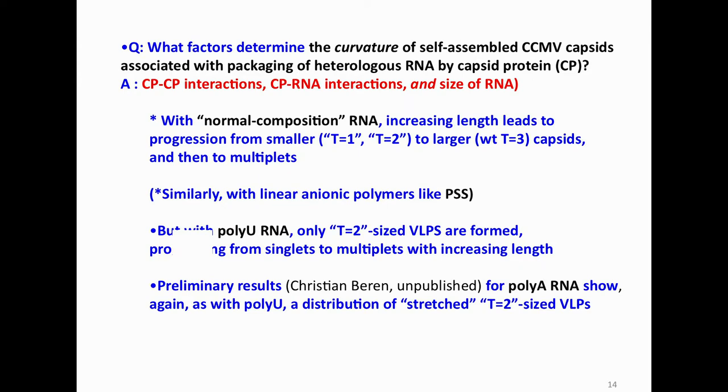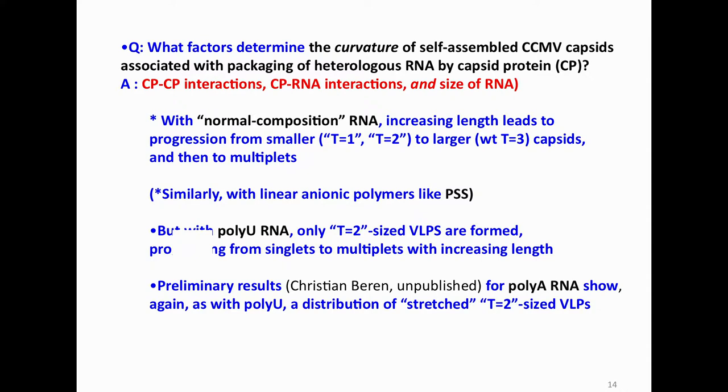So it raises the question, what determines the size of capsid that will be formed when you take a certain capsid protein and add RNA of different lengths and sequences to it? And now, of course, we're taking a broad range of lengths. We're also taking a dramatically broad range of sequences, including poly-U.